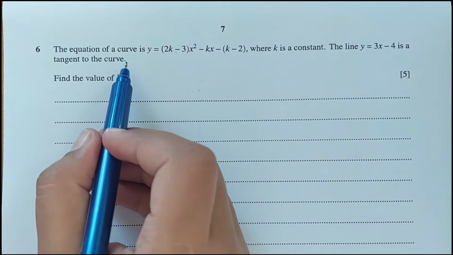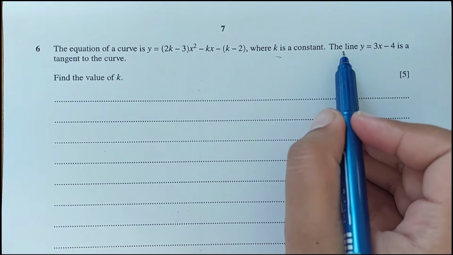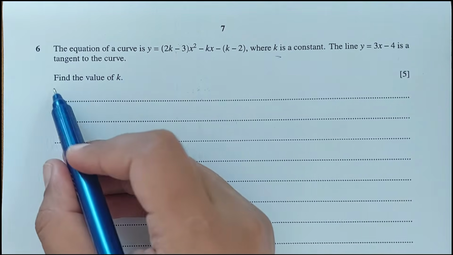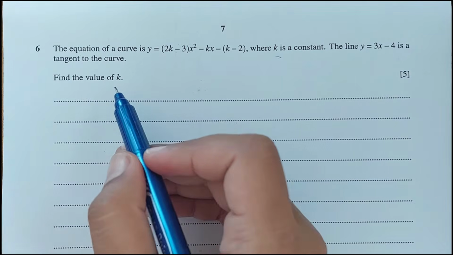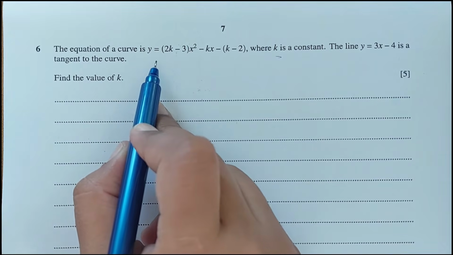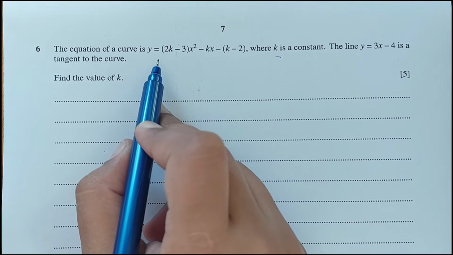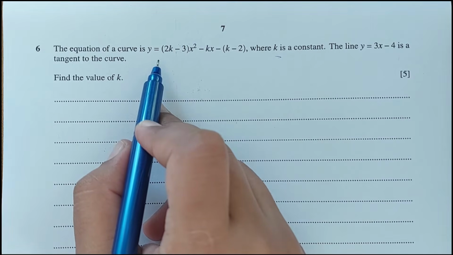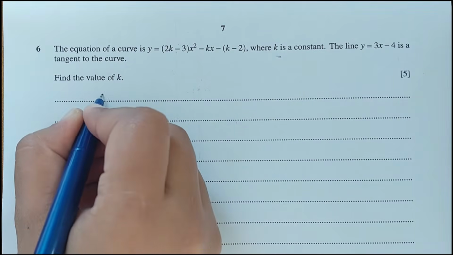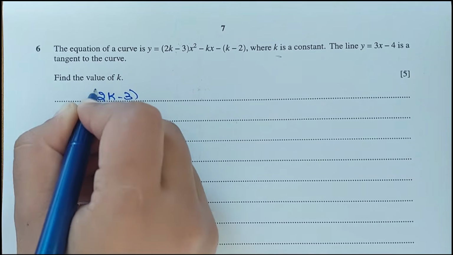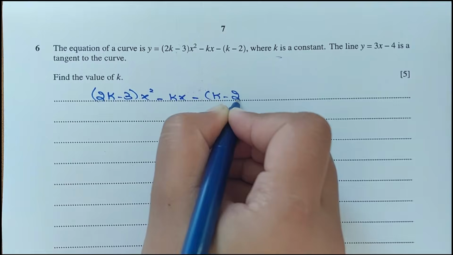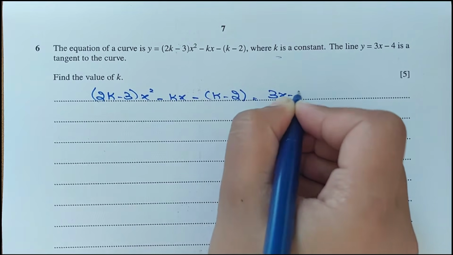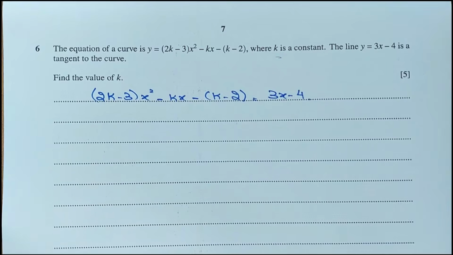Question number 6. The equation of the curve is y equals this, where k is a constant, and the line is tangent to the curve. Find the value of k. Okay, so the line is tangent to the curve, which means it touches the curve at exactly one point, right? So first we need to find the point of intersection of the curve and the line, and when it touches at one point, it means the discriminant should be equal to 0. Right, so at the point of intersection, we can say (2k minus 3)x square minus kx minus k minus 2 equals 3x minus 4.